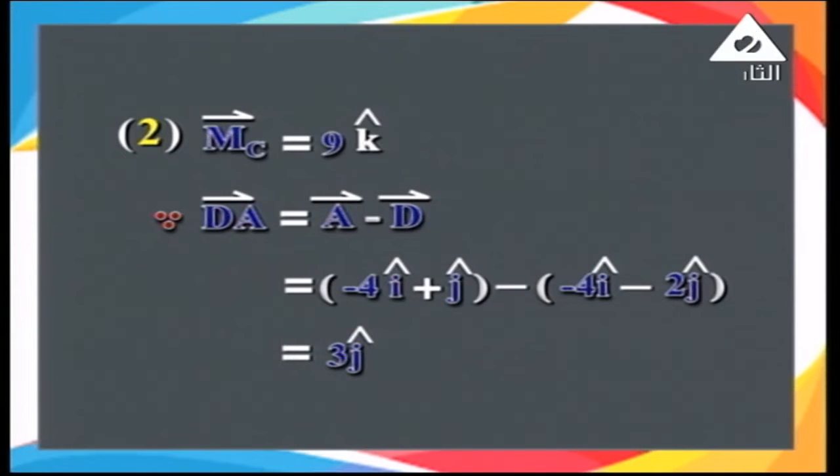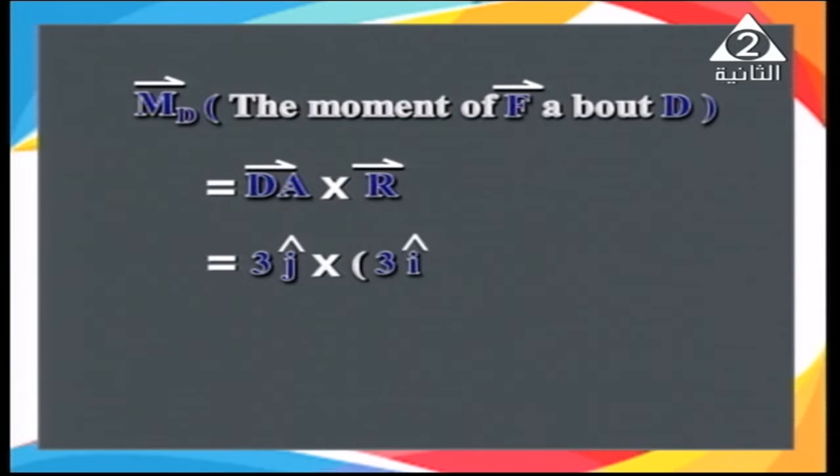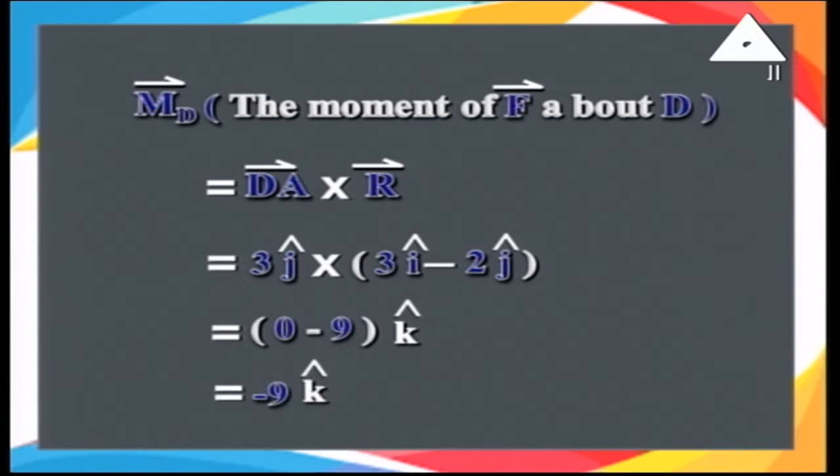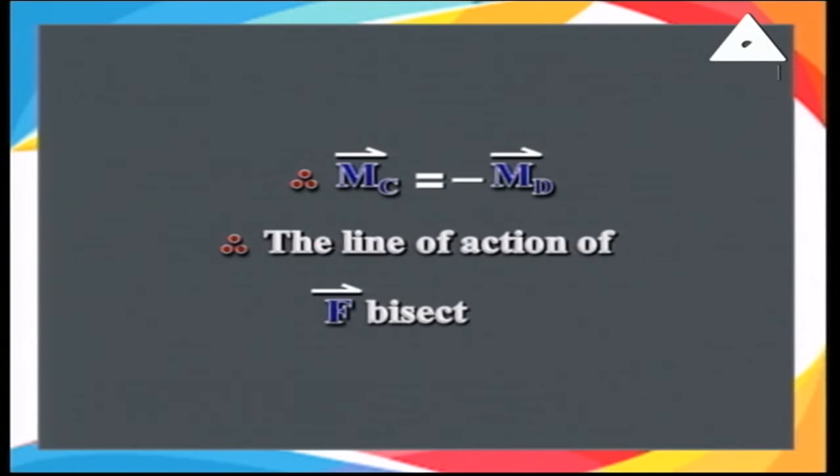Then moment about D equals the moment of F about D, which is dA cross F, or cross R. R is the resultant: 3j times (3i minus 2j) equals negative 9k. What do you deduce, my dear student? Moment D equals negative moment C. Then we deduce that moment C equals negative moment D, so the line of action of F bisects CD.